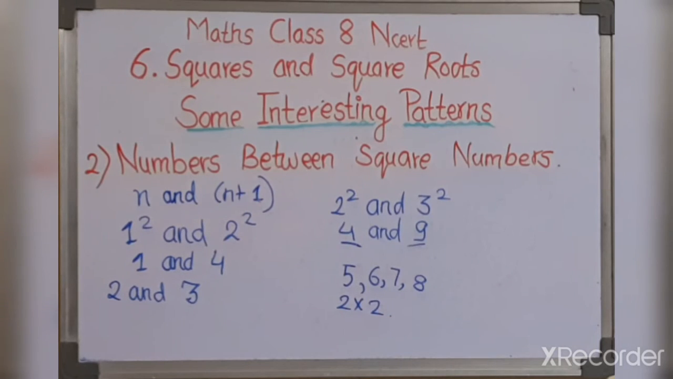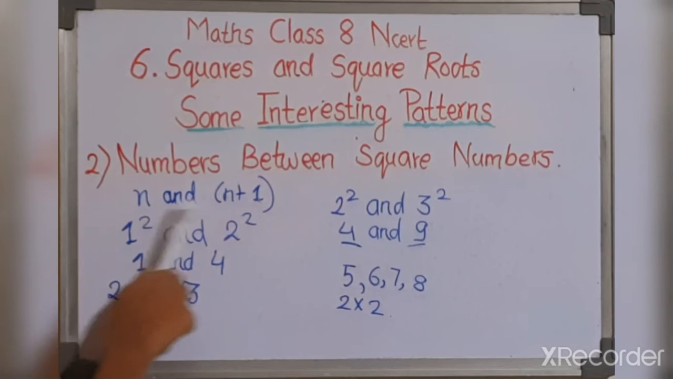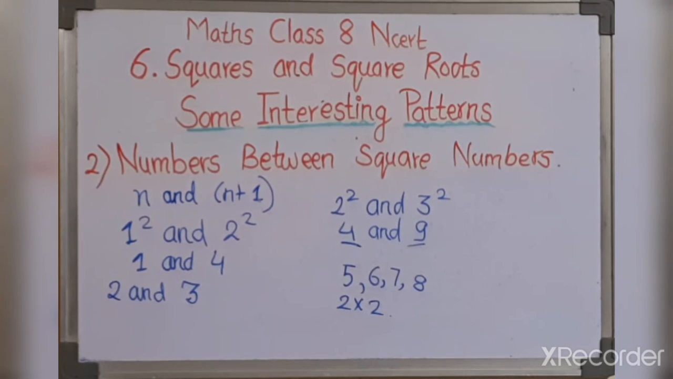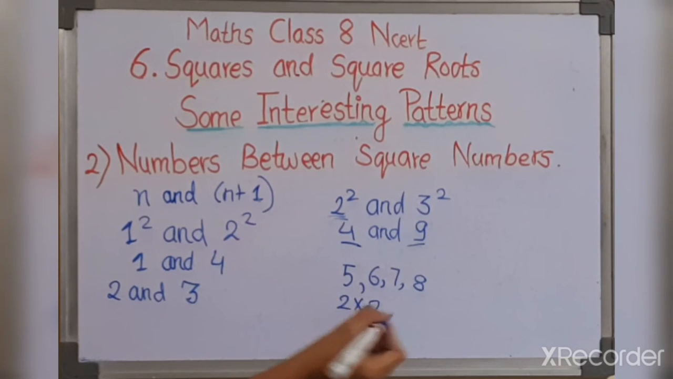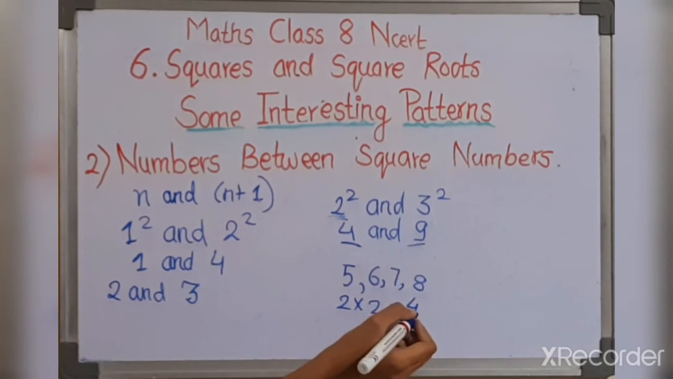So here we see that between the squares of any two consecutive numbers, that is n and n plus 1, there are 2n non-perfect square numbers. Between 1 square and 2 square, that is 1 and 4, there are two non-perfect square numbers, that is 2 and 3. It is the same as 2 into 1 numbers. Between 2 square and 3 square, i.e. 4 and 9, there are 4 non-perfect square numbers, that is 5, 6, 7, 8. Here the value of n is 2. So 2 into n is 4. So there are 4 non-perfect square numbers. Now let's move on to the next interesting pattern.